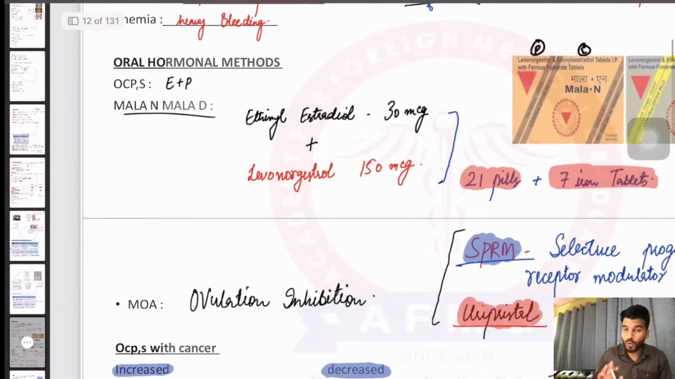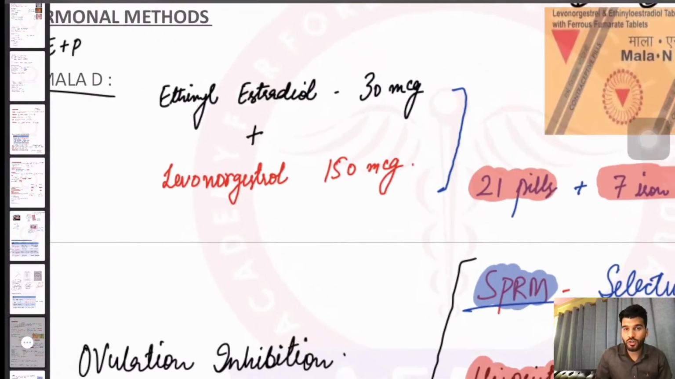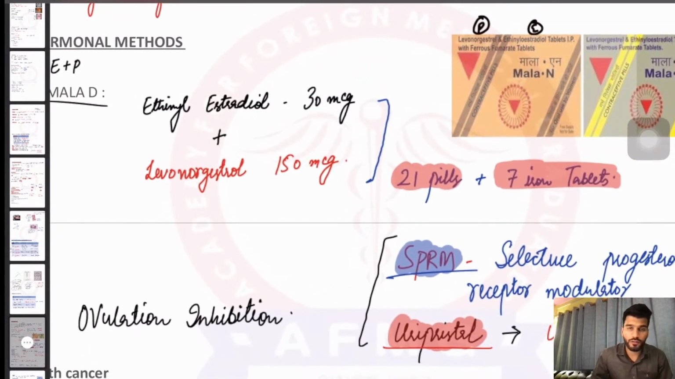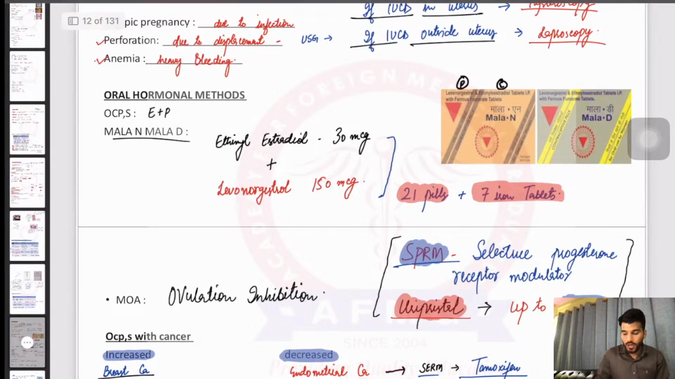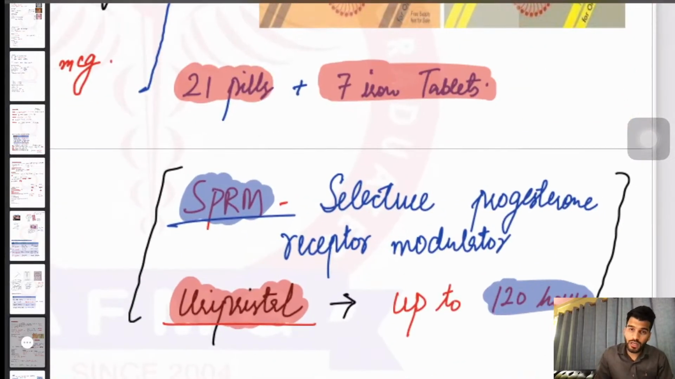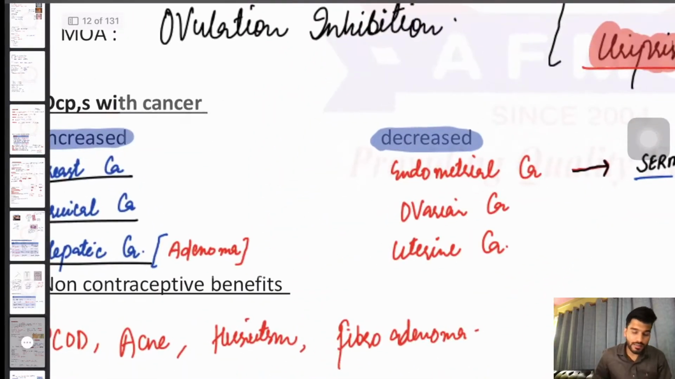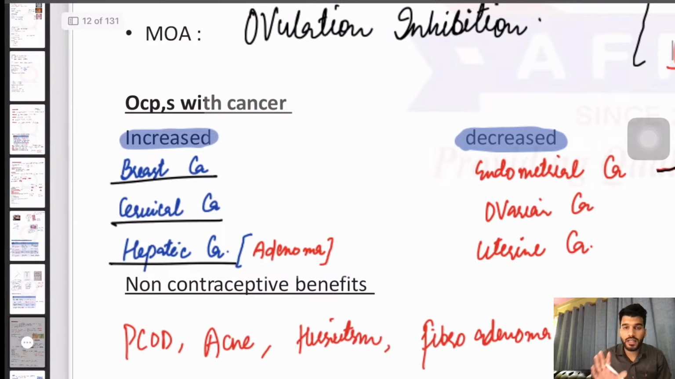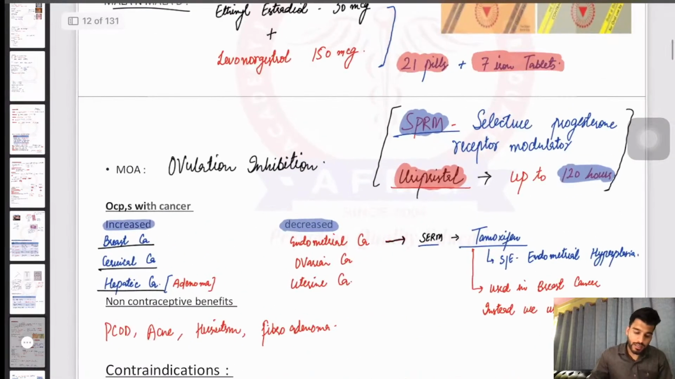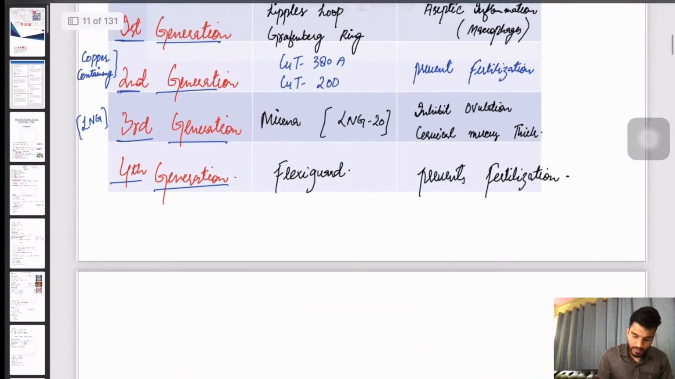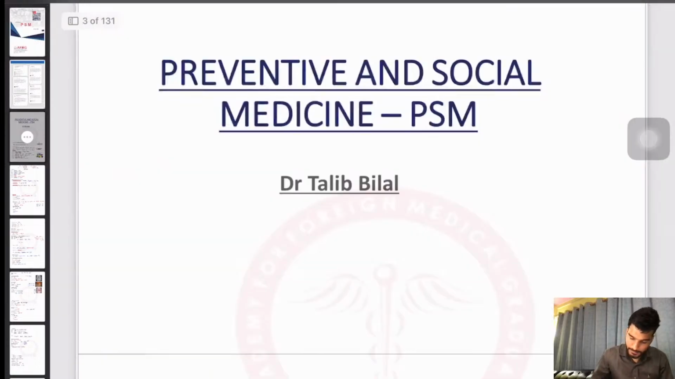Then we have already discussed the combined OCPs, ethinyl estradiol and levonorgestrel, guys, 30 micrograms of estrogen and 150 micrograms of progesterone. We have 21 pills and 7 iron tablets. I've already told you SPRM as well, which is given up to 120 hours. OCP with cancers we have already discussed, because contraception questions are very important. So remember, breast, cervical and hepatic cancers will increase; endometrial, ovarian and uterine will decrease.